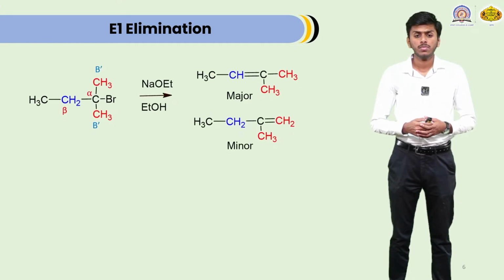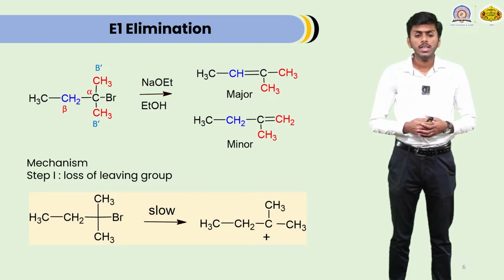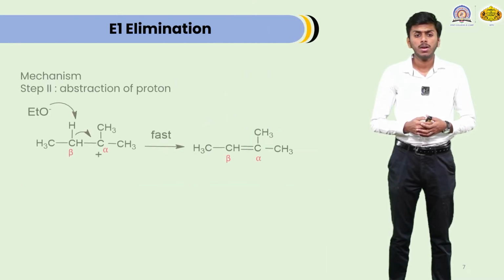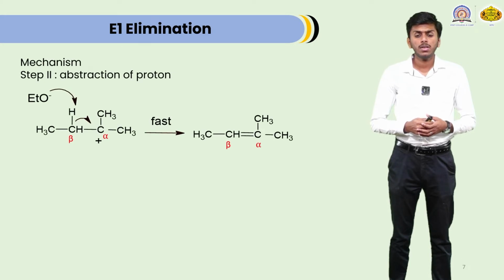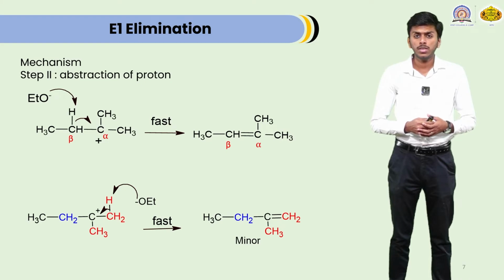E1 elimination. In this, the first step is loss of leaving group. Here in this reaction, the bromide ion is a leaving group which after leaving forms a tertiary carbocation, which is a stable species. In second step, the proton of a beta carbon is abstracted by base and the carbocation is stabilized by formation of double bond. Here there are two possibilities of major and minor product.